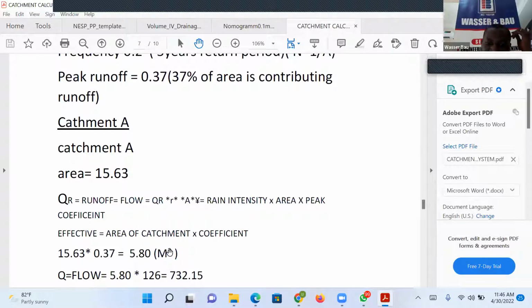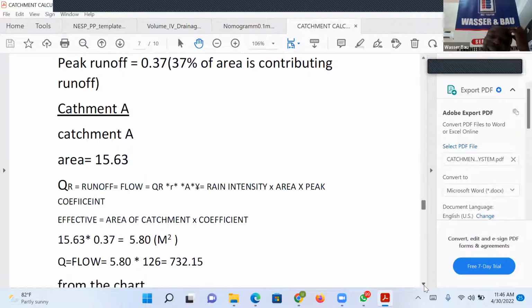This 5.80 is now the effective impervious area. So from 15.63, the area that is contributing to rain, or the area that is paved, or the area that is permeable to water, is only 5.8. And that is the critical area. That is the area we need. So I will now multiply this area by the rainfall intensity, and I will get 732.